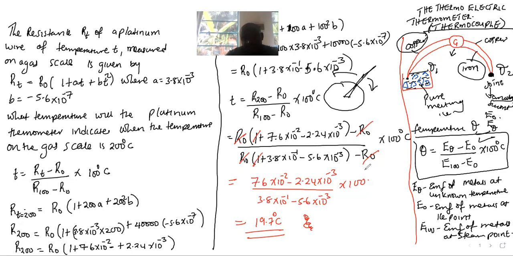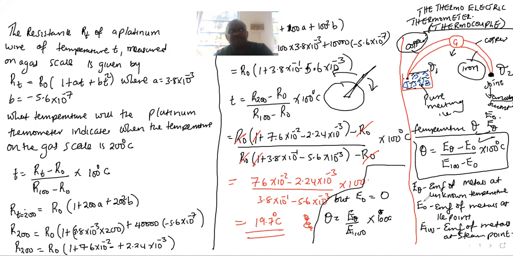Now, one of the situations: when we put it in an ice water mixture, the EMF it will read will be 0. So if the EMF read is 0, then the temperature can be got from E theta over E100 times 100 degrees Celsius. If it reads 0, it means that the EMF at ice point, when it was detected, was 0.